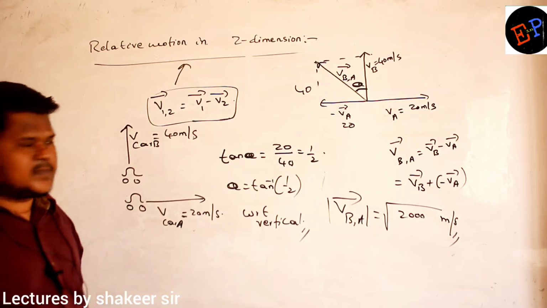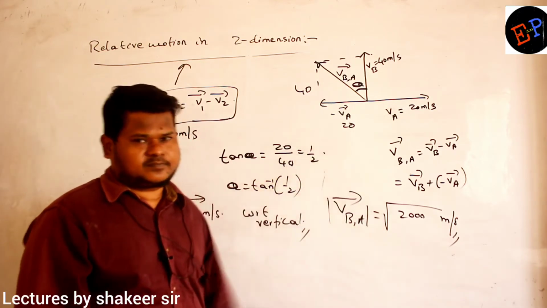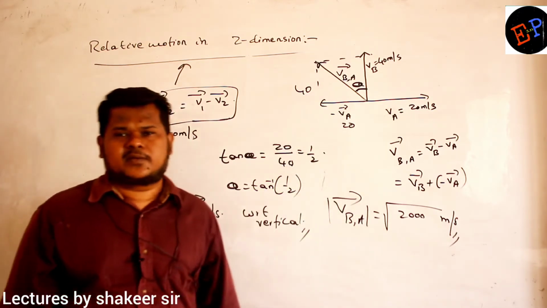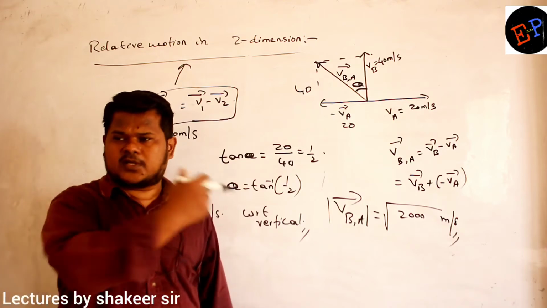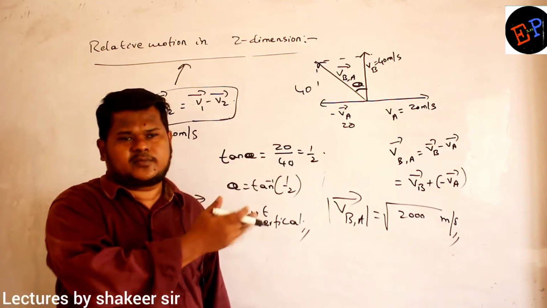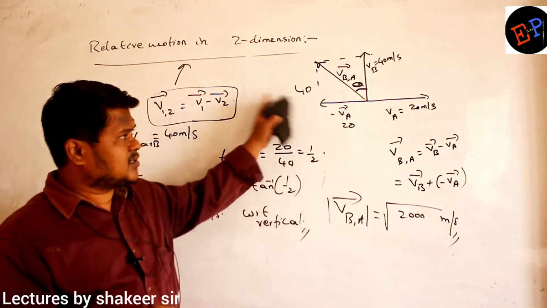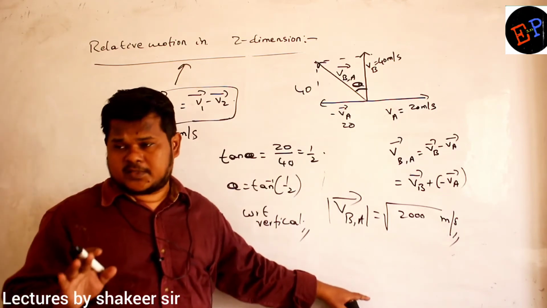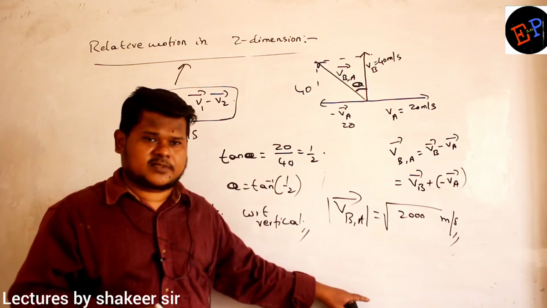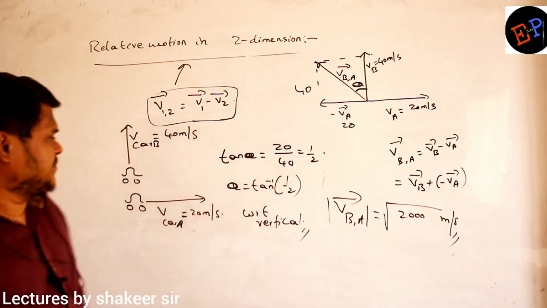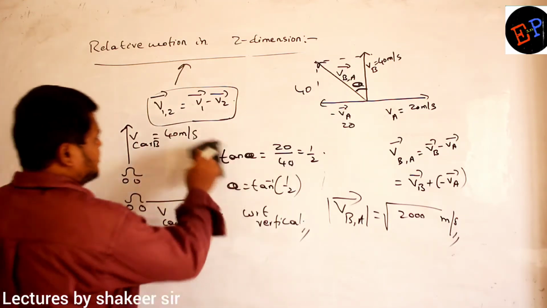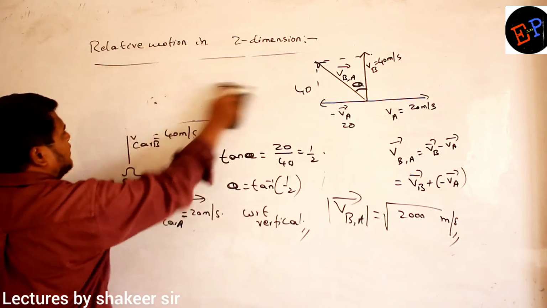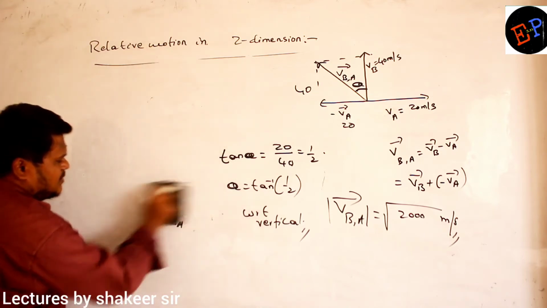Fine. Same concept. So in one dimension, if one direction we have taken positive, another direction we have taken negative. But here you cannot do like that. Here you have to draw the actual diagrams. You have to check the directions, then do the problem according to the directions. Fine? I will give you one more question, try to answer it.